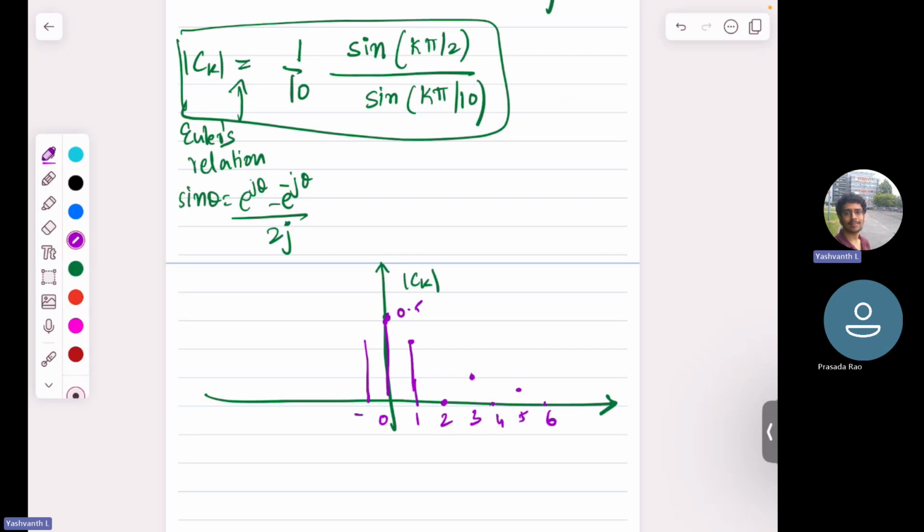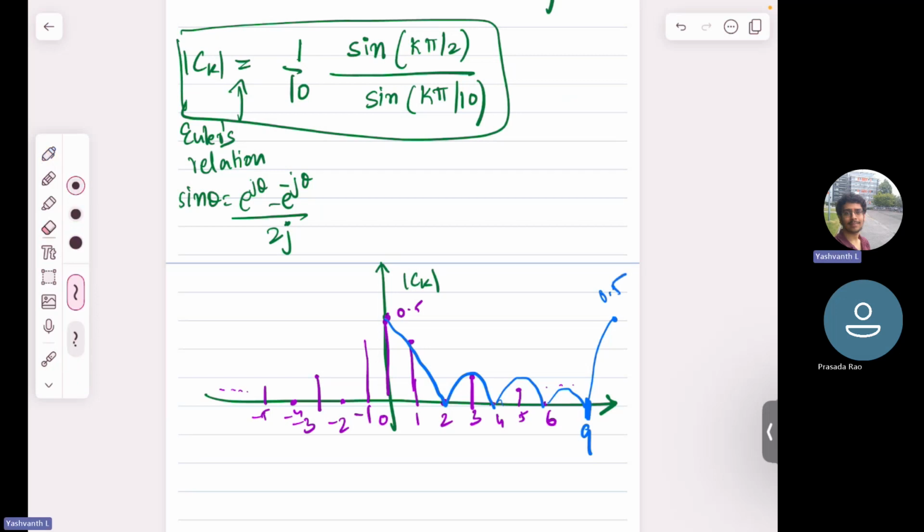Similarly, symmetrical here also: -1, -2, -3, -4, -5, and so on. So basically it's something like this. And then it goes on. It's supposed to be periodic, right? Until 9 it will go here. Again, from the 10th onwards it will go back to 0.5, because we said that Fourier series coefficients are also periodic. And it goes something like this.